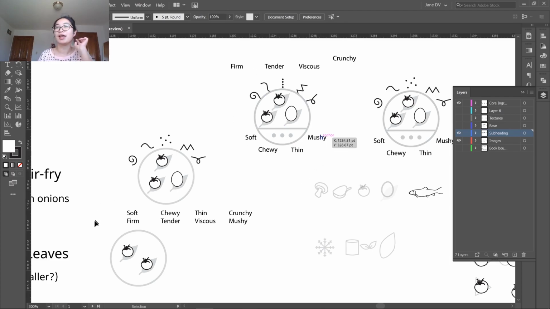In terms of textures, I tried to have them opposite facing. So you're either soft or firm, chewy or tender, thin or viscous, crunchy or mushy. I didn't want things to be standalone, like soft, crumbly, viscous, right? I think there should be some sort of opposition or spectrum to make it easier to understand. And of course, you could be soft and firm, it could be both, but I think it's just easier to understand this information in this way.